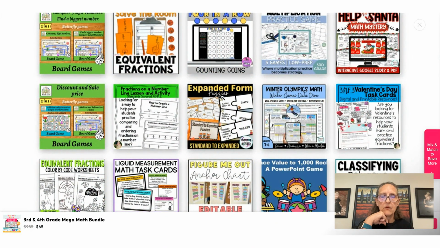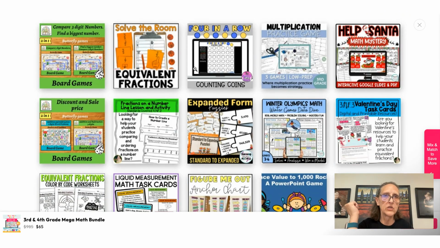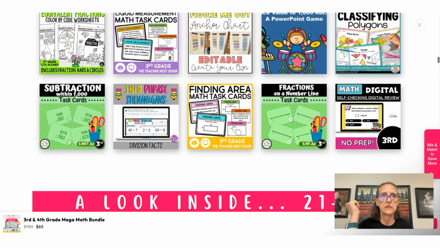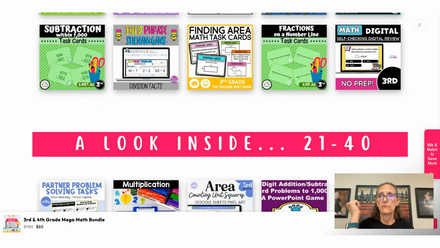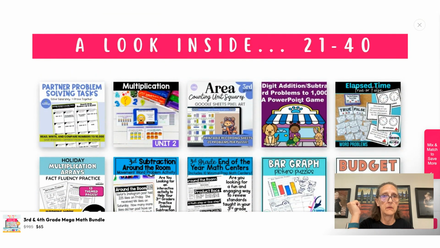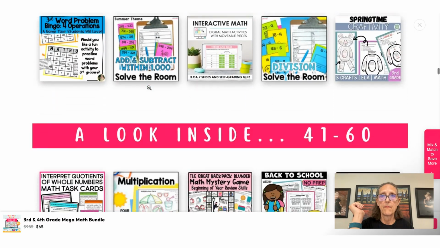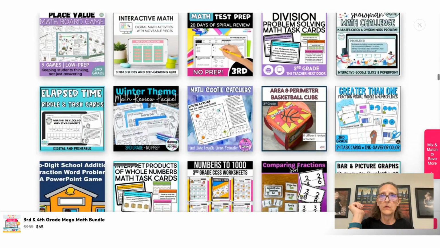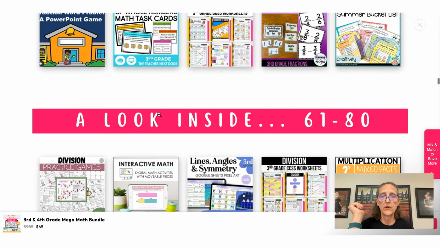So we have expanded form puzzles, more equivalent fractions, multiplication practice, classifying polygons, subtraction within 1,000, more area, multi-digit addition and subtraction, elapsed time, third grade end of the year. So lots and lots of great resources for third grade.